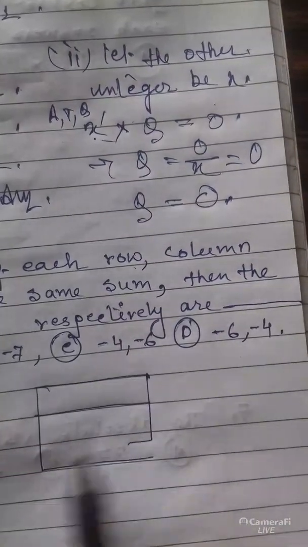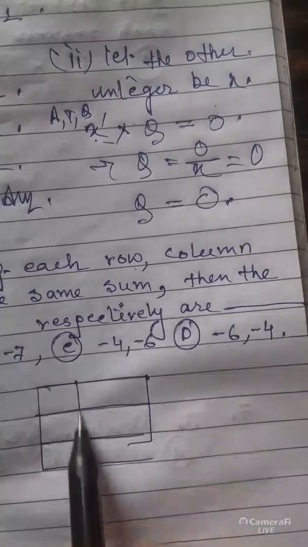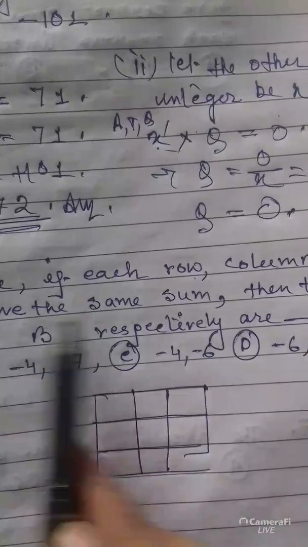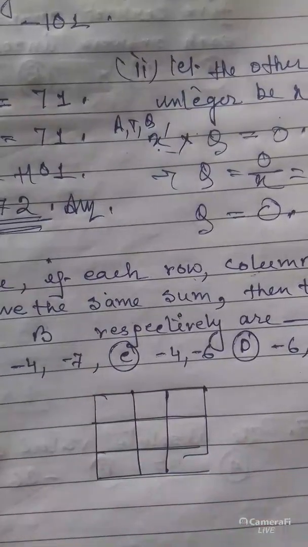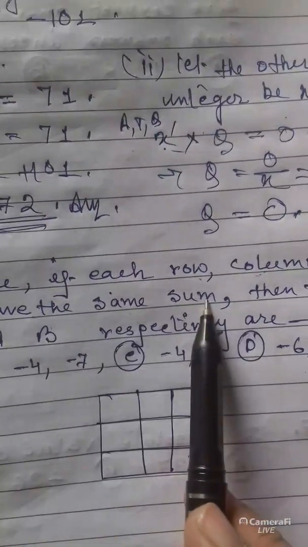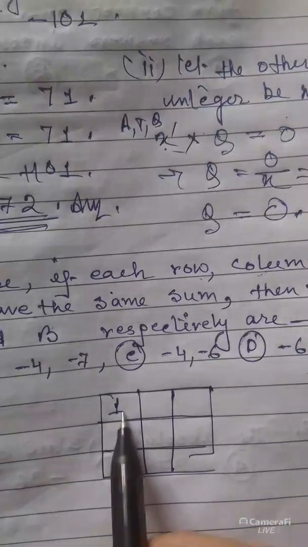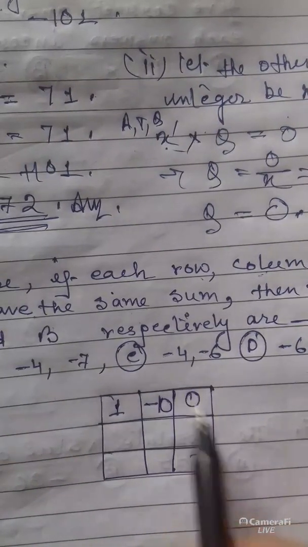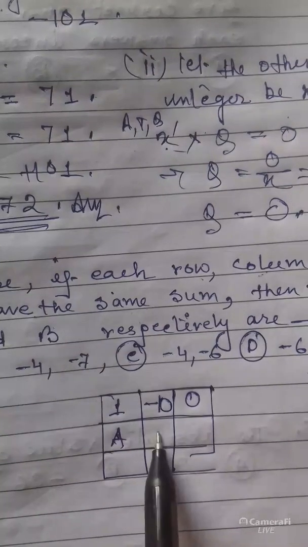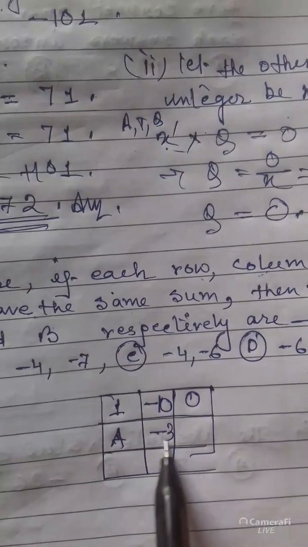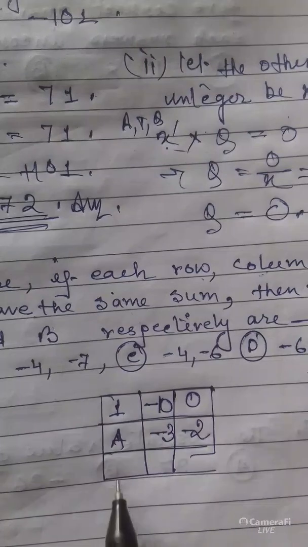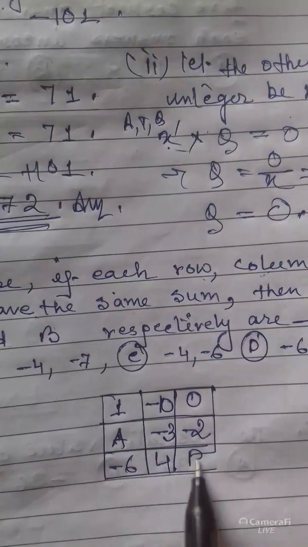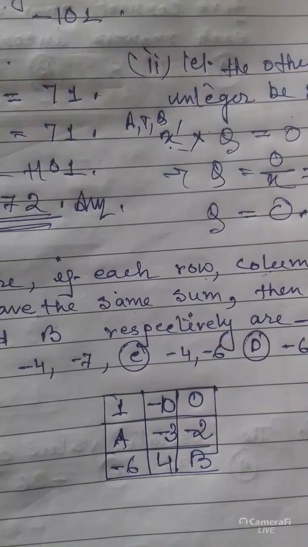This is a magic square. The question is, in a magic square, the row, column and diagonal have the same sum. The square has 1, 10, 0, then a, minus 3, minus 2, minus 6, 4 and b. We have to find a and b.